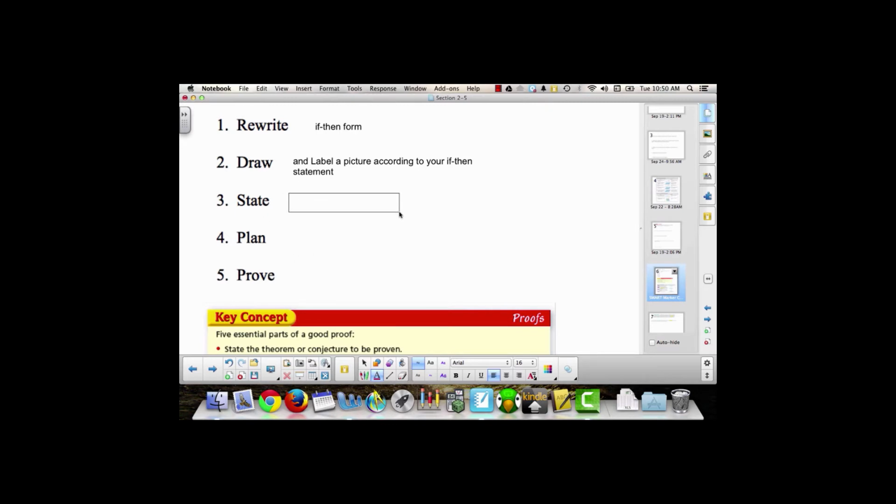The third step in writing a proof is to state. This means you're going to write given, and after the given statement, you will write the hypothesis of the conjecture you're trying to prove. You will also write prove and write the conclusion of the conjecture you're trying to prove.